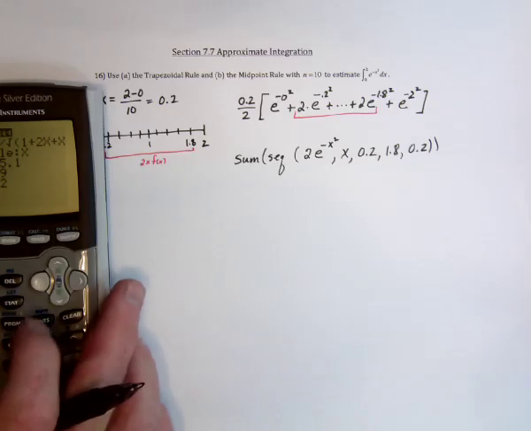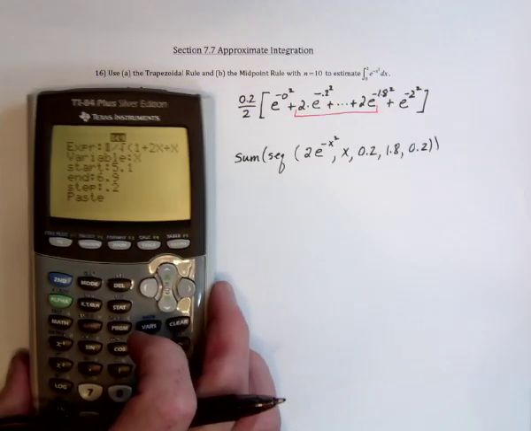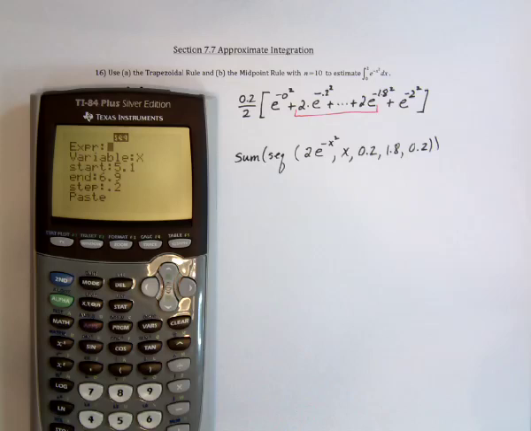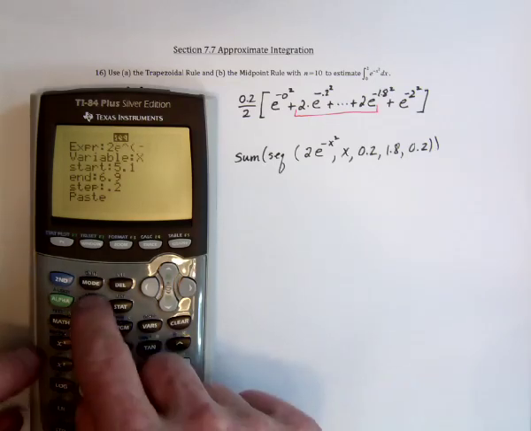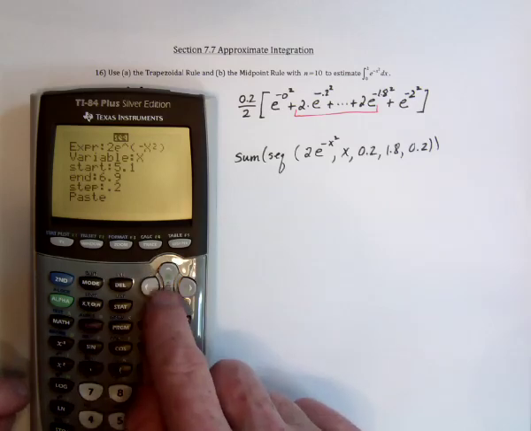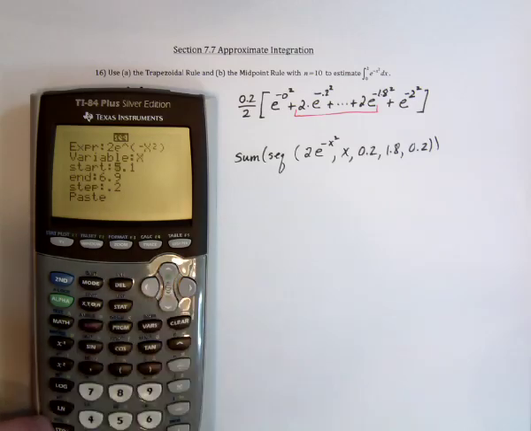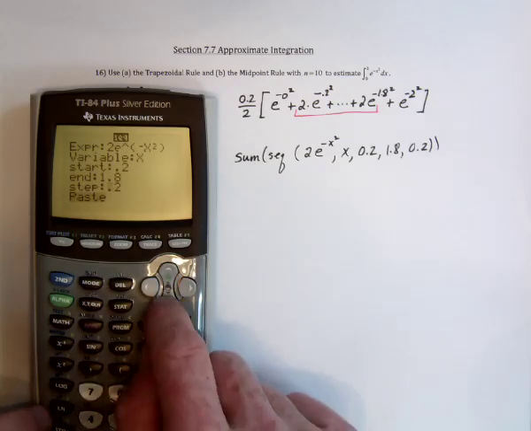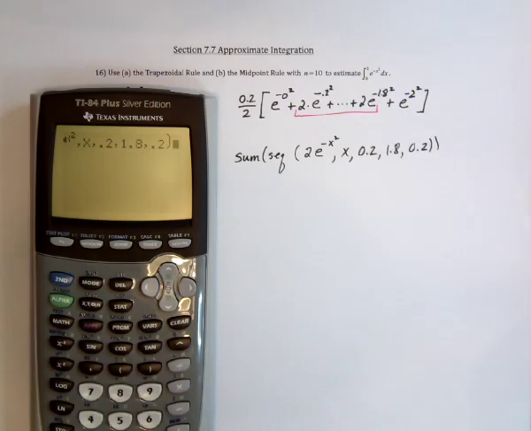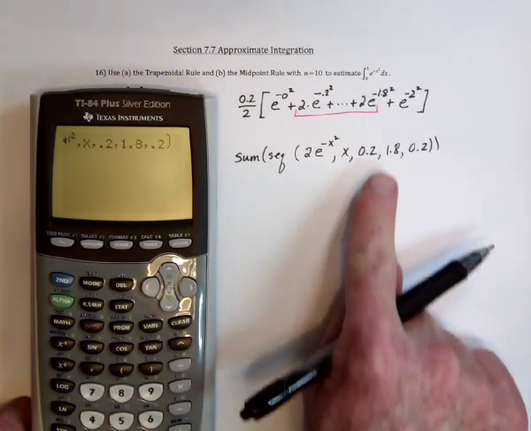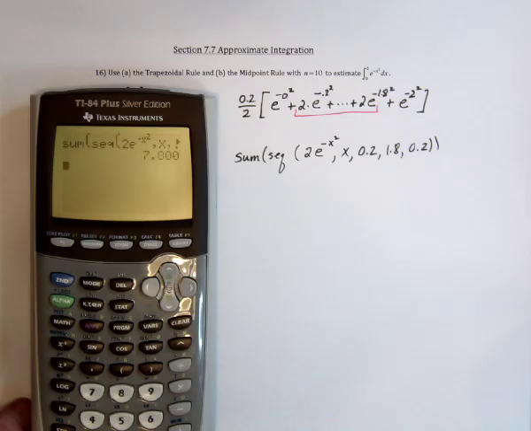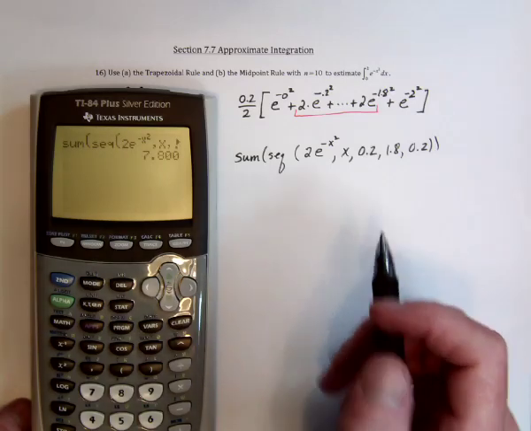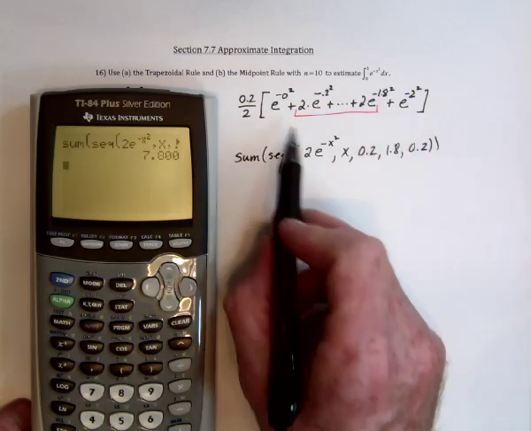In a second, mine's going to end up looking like that, but for the moment it looks slightly different. So the expression is 2 e to the negative x squared. The variable is x. Start at 0.2, end at 1.8, and delta x is 0.2. And then it puts it on the home screen, just like this. And the answer is 7.8. Now keep in mind we still need to add this in and add this in.